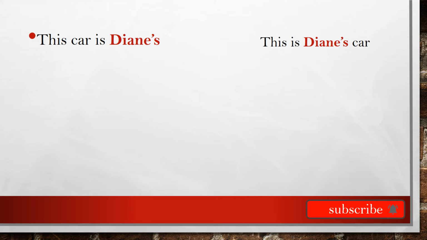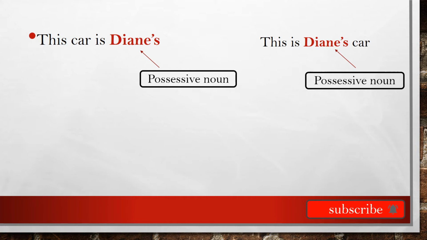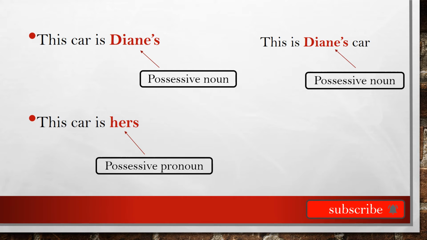Let's see some sentences using possessive nouns. This car is Diana's and this is Diana's car. Look at these two sentences. In these, the same thing is written in different ways. In both sentences, Diana's acts as a possessive noun. Now I can replace Diana's with a possessive pronoun. This car is hers. In this, Diana's is changed into hers. It acts as a possessive pronoun.